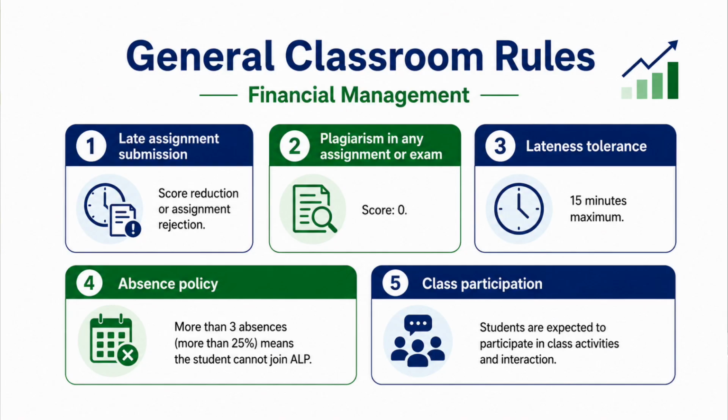For all these assessments, the assessment rubrics will be explained more thoroughly before each assignment so that students can clearly understand the expected standard. In this course, of course, there will be class rules, and these are our general classroom rules. For students who are late in submitting the assignments, students will get score reduction or assignment rejection. Should any plagiarism be found in the assignment or exam, the students will get 0 for that assignment.